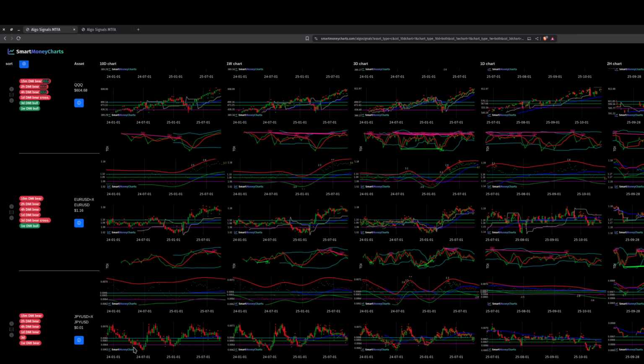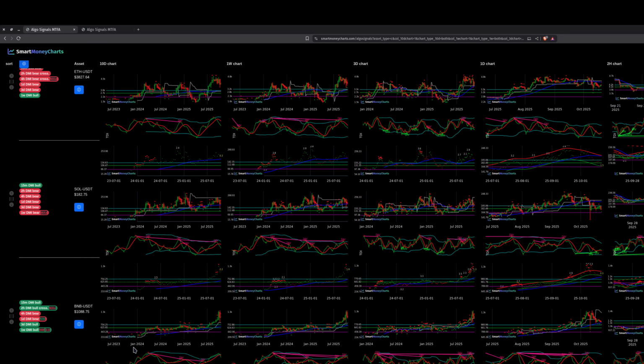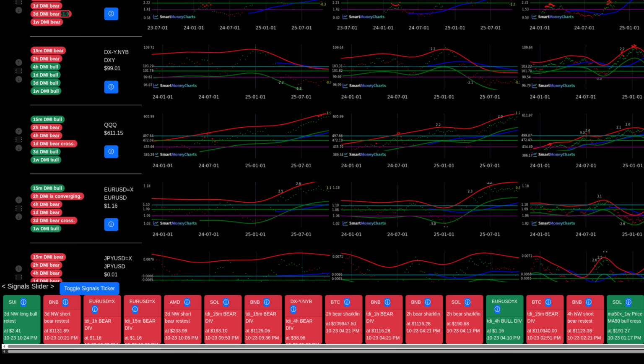Okay, but even then, it can be a lot. Some of these things are going to be off your screen. So we have a signal. You can toggle it, and this is the signal ticker. Okay, you can slide it if you need to, but the idea is that you would have it open, and it's going to let you know where to look.